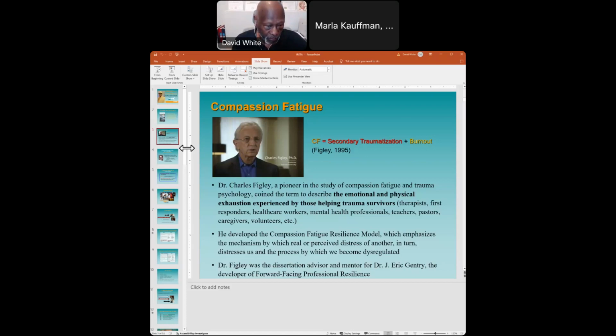He developed from this the compassion fatigue resilience model, and it emphasizes how real or perceived distress of another human being in turn distresses us and the process by which we become dysregulated. Dr. Figley was the dissertation advisor for my mentor, Dr. Eric Gentry, who's the developer of forward-facing professional resilience.